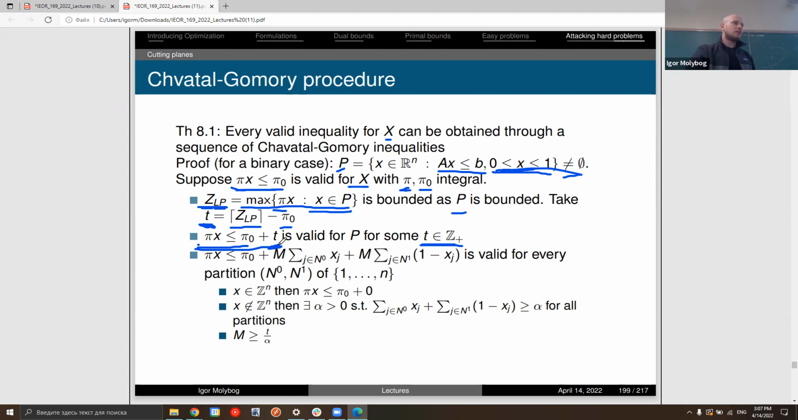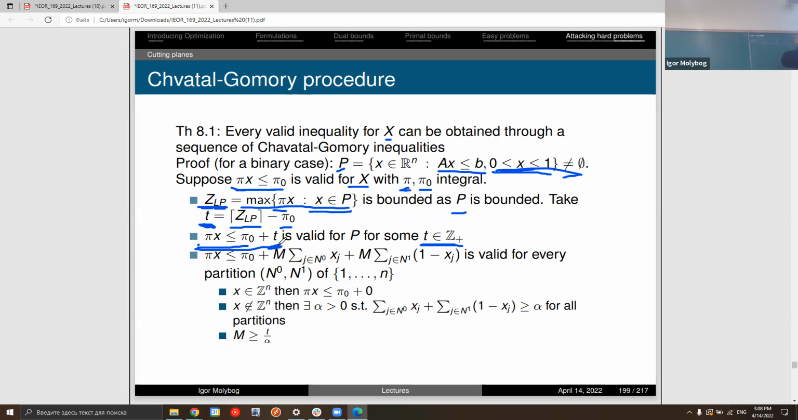Just to clarify, is pi X less than equal to pi 0 and AX less than or equal to B? A is a matrix, X is a vector, and then you multiply one by another, you get less than or equal than another vector B. This is A, this is X, this is B.